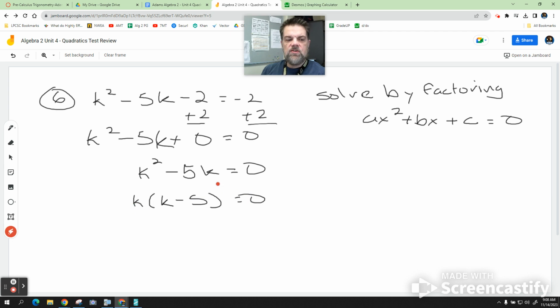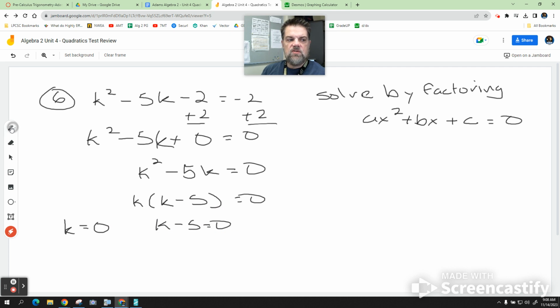And whenever I factor something out, I always go back and double check. What's k times k? k squared. What's k times the negative 5? Negative 5k. So that works. Now, when we get it to the prime factorization, we still set it equal to 0. So in other words, this is going to be k equals 0 and k minus 5 equals 0. So what I'm doing is I'm setting this equal to 0, and I'm setting this equal to 0.